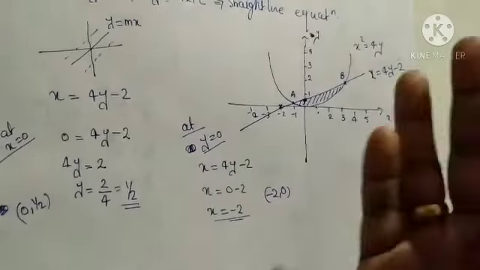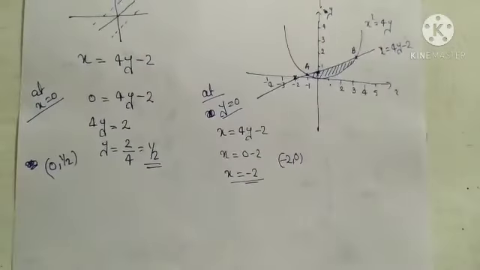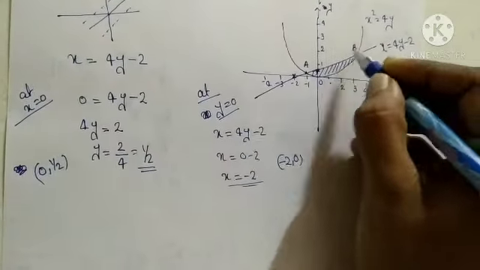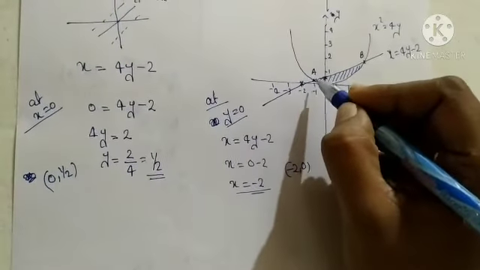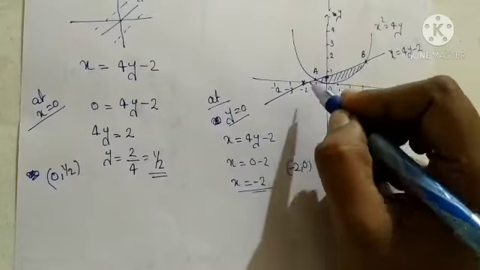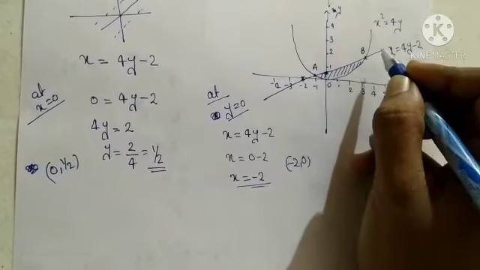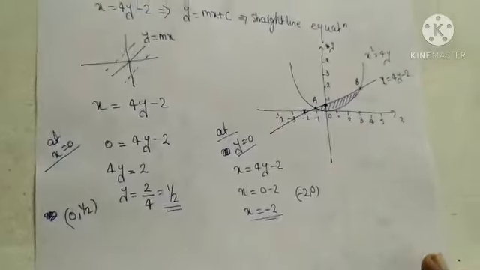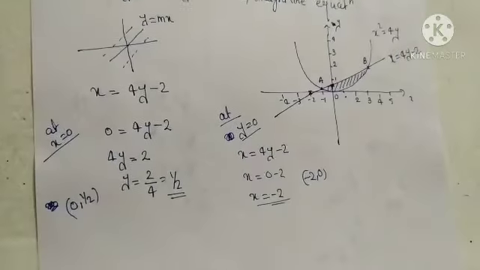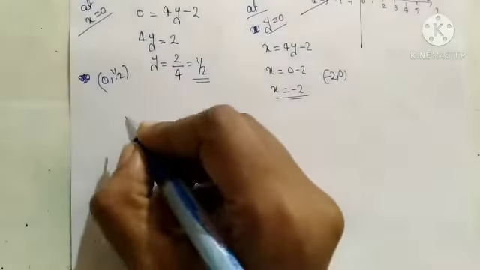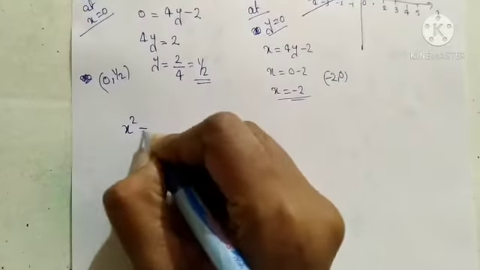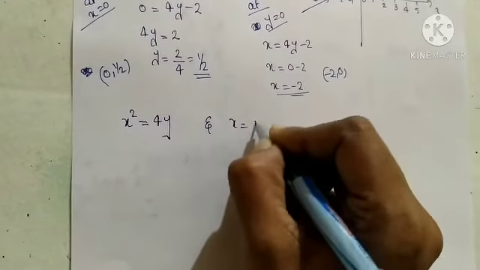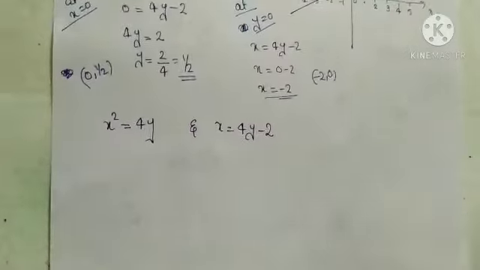So for calculating the area of the AOBA region, we need two point coordinates. The first one is the A coordinate and the second is the B coordinate. For that, I am going to substitute the two given curve equations, x squared equal to 4y and x equal to 4y minus 2. So listen carefully.